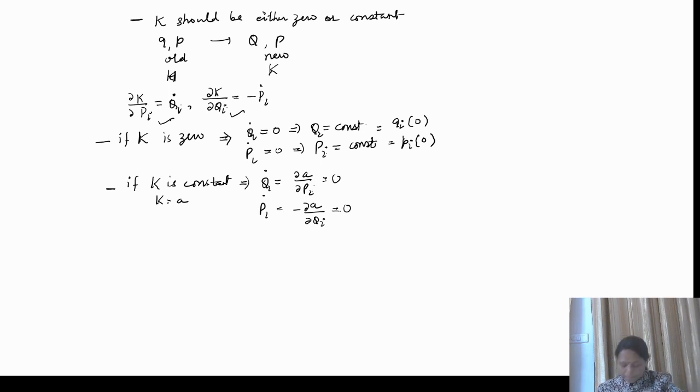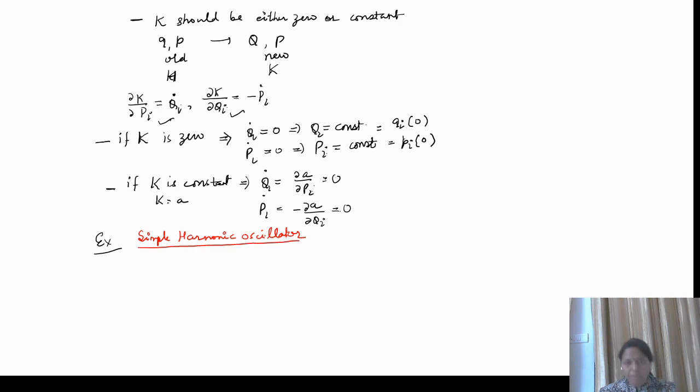For example, suppose I consider the example of a harmonic oscillator. We take this example. I'm considering the simple harmonic oscillator.